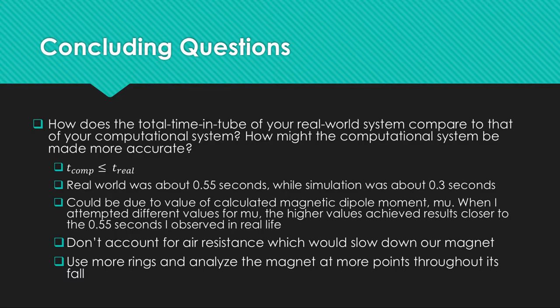And some of the ways that we could make the computational model more accurate is first that it doesn't account for air resistance, and this air resistance slows down our magnet. If we accounted for this, we could achieve results that were more similar to the real-world system. And another suggestion is that we could use more rings. This could help us to analyze the magnet at more points throughout its fall.